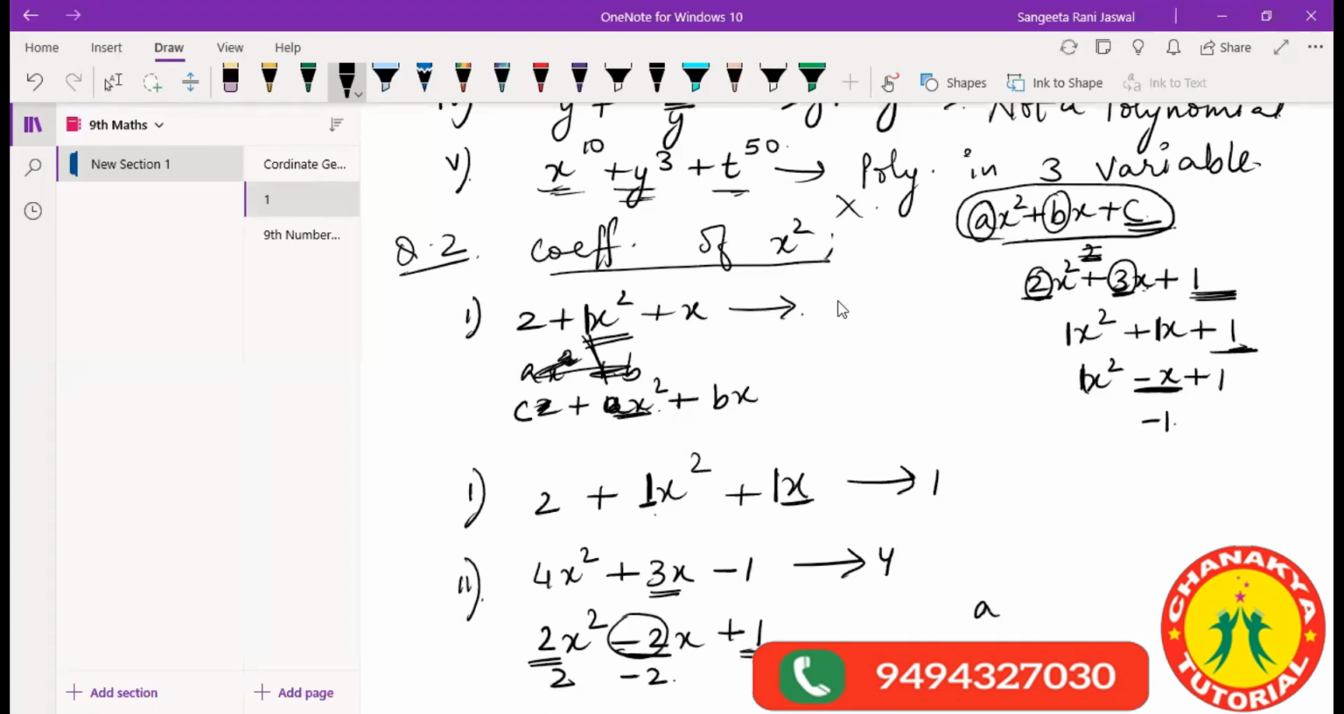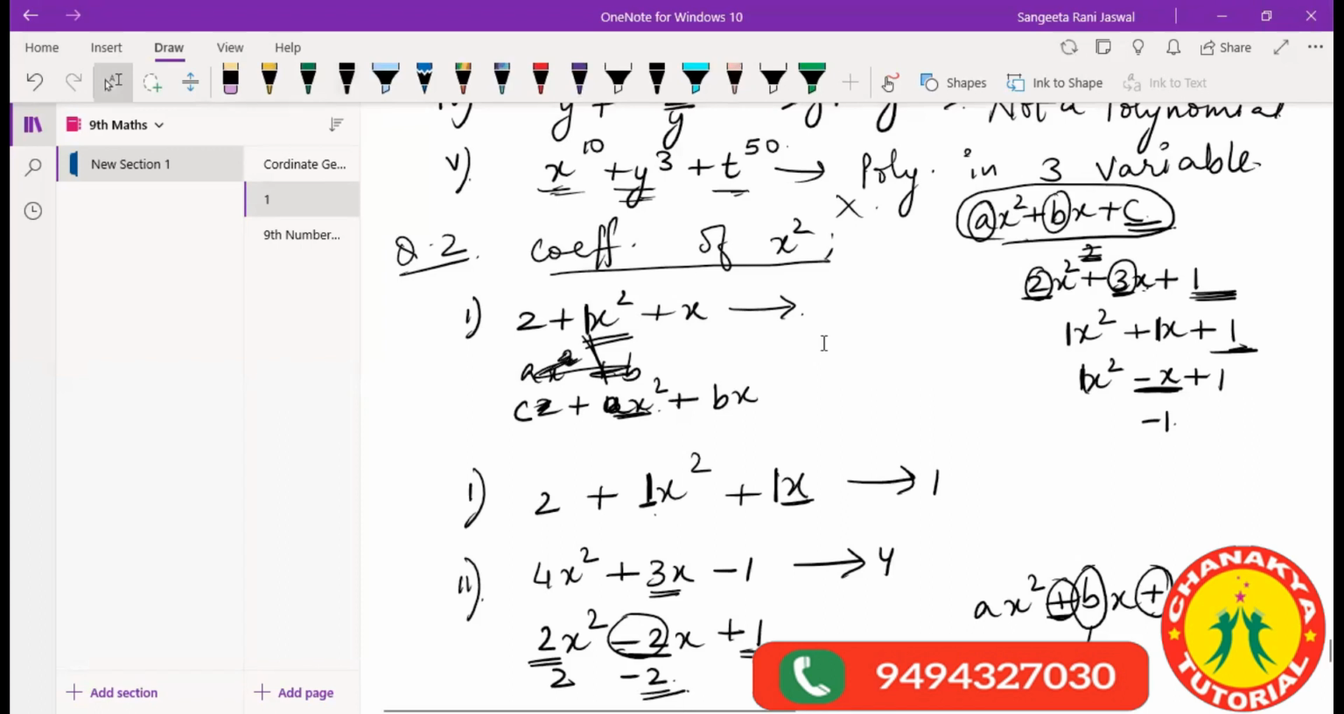Because we have to compare this with the standard equation. When we compare it with the standard equation, we have plus signs there. And if any number comes with a negative, that means the number b is minus 2. So we could also write it like this, minus 2x, right? So here the coefficient of x is minus 2. Okay, children?